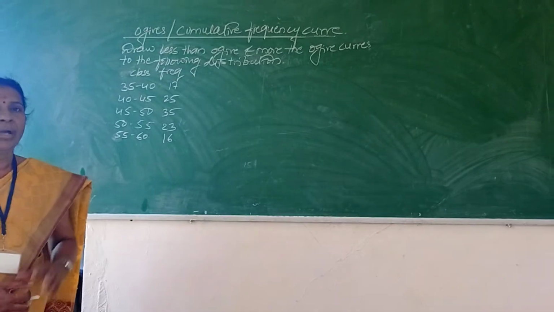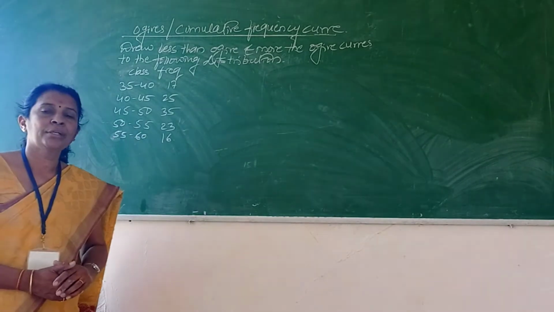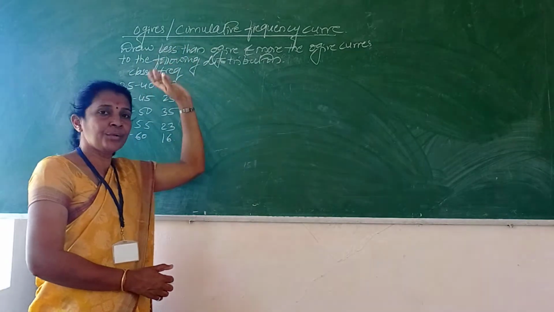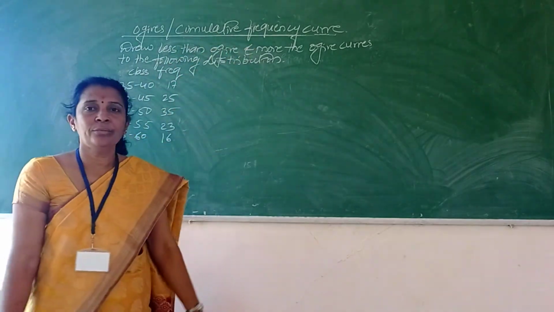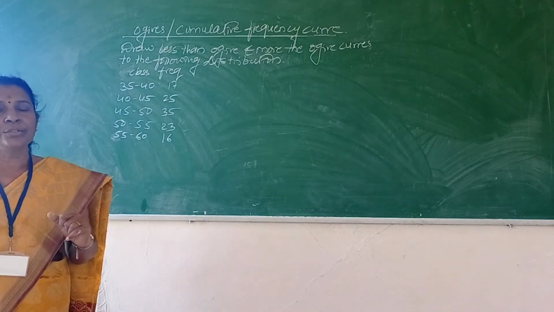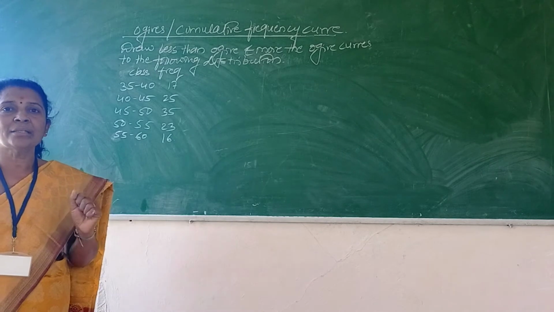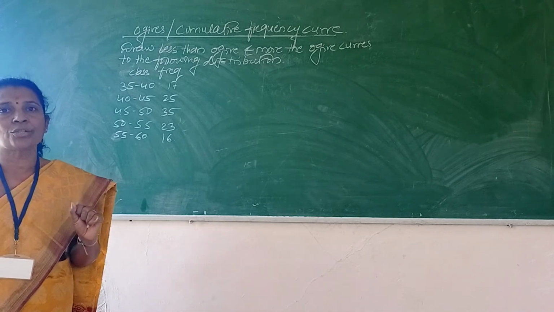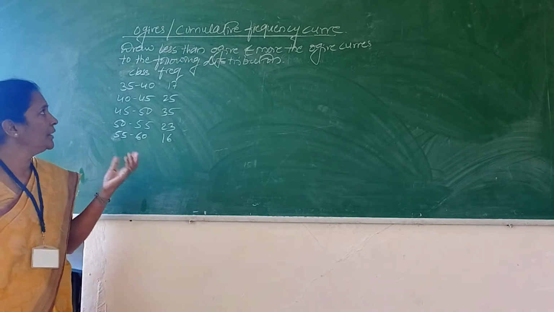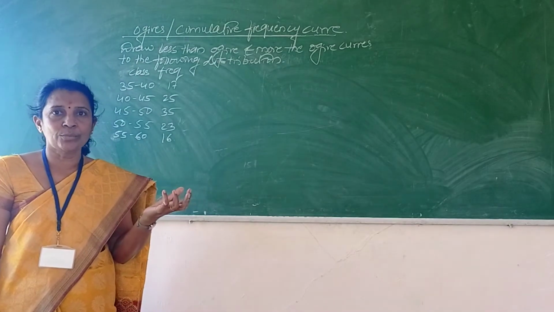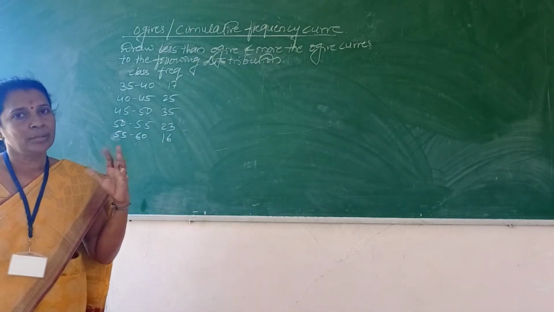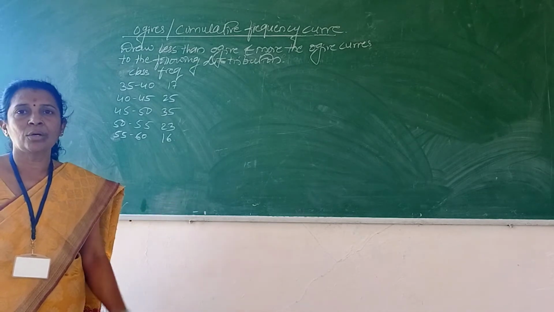Hello students, we will study the last part of your graph, that is Ogives. Even Ogives are called cumulative frequency curve. Ogives or cumulative frequency curve is a graphical representation of frequency distribution. So here we will solve the frequency distribution on the Ogives curve.